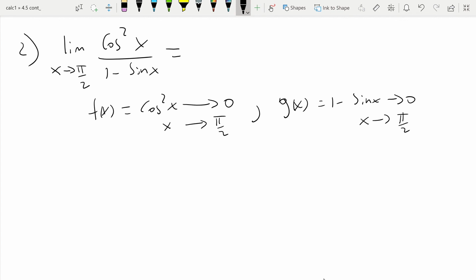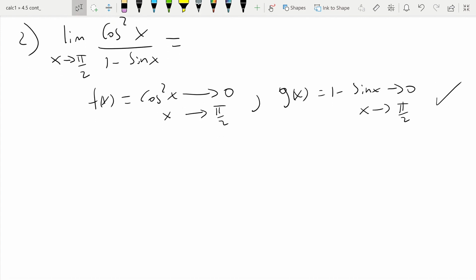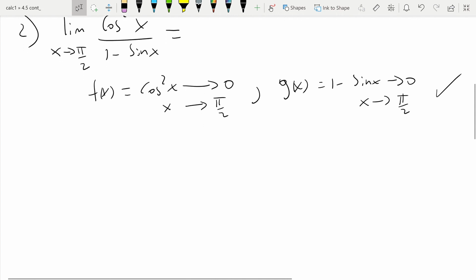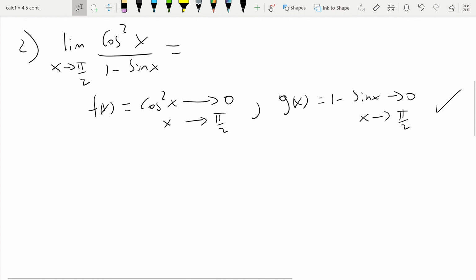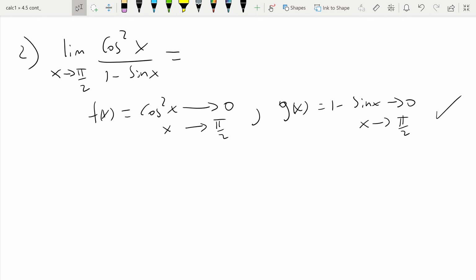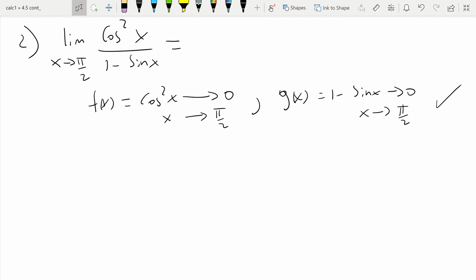Okay, so we check the hypothesis basically. Well, the derivative of the denominator is non-zero near pi over 2, not at pi over 2. Remember, when we are computing limits, we never care about what happens exactly at the point, just nearby. Okay, but we've checked that both the numerator and denominator tend to 0 as x approaches the point pi over 2. So we're safe to apply L'Hopital's rule.